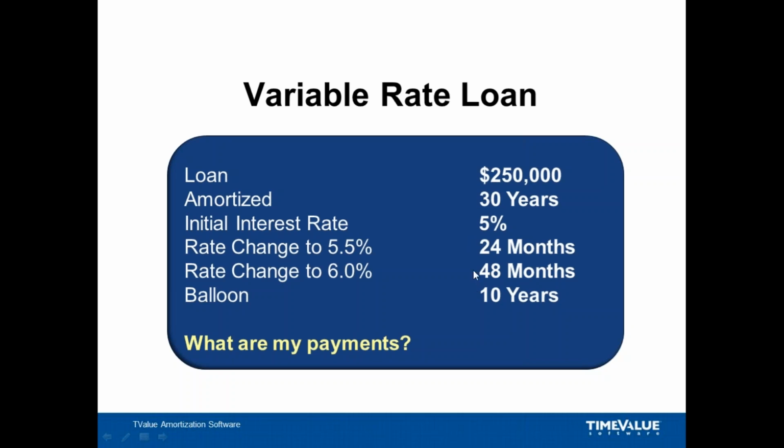After another 2 years, it bumps up to 6%. And then after a total of 120 payments or 10 years, we will calculate what the balloon payment will be. So let's see what our payments will be using TValue Online.